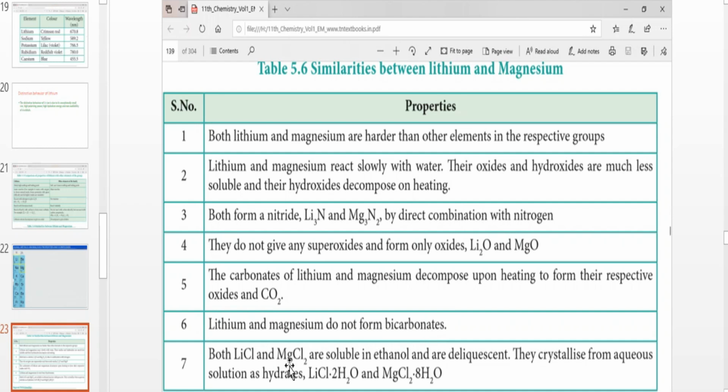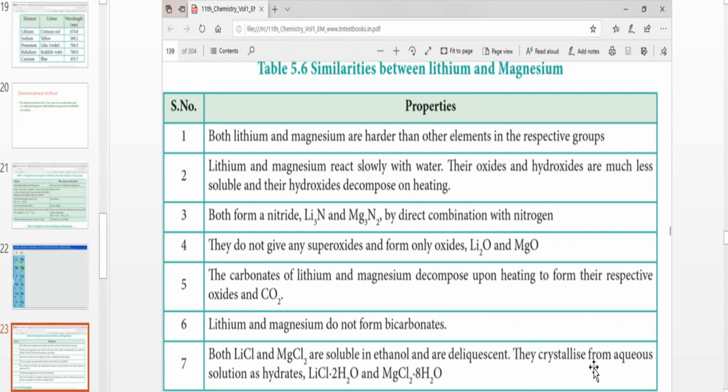Both lithium chloride and magnesium chloride are soluble in ethanol and deliquescent. What do you mean by that? Lithium chloride and magnesium chloride dissolve in ethanol. But it is deliquescent. What do you mean by deliquescent? It can absorb atmospheric moisture. Absorbing the moisture present in the atmosphere, it forms an aqueous solution.